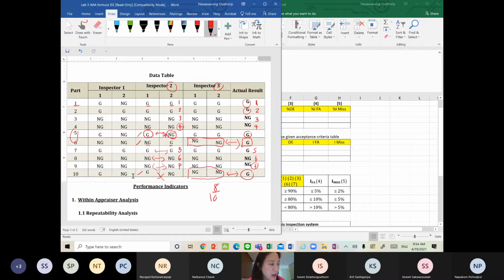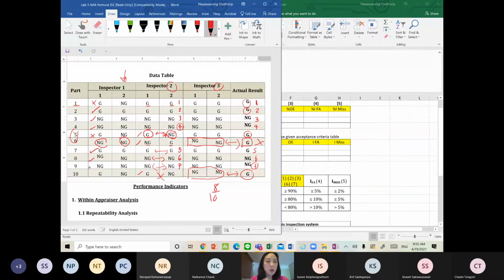Is that enough? Shanin, could you please help? How many parts are consistent and correct? For what inspector? Inspector number 1, because we have done inspector number 2 and 3. Right now we have only inspector 1 left. Accuracy has 60%. Yeah, very good. So part number 2, right? G, and G. This one, not this one, right? Because they're not consistent. This one consistent but not correct, right?